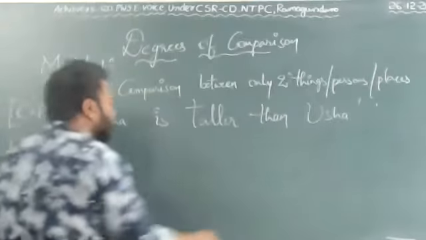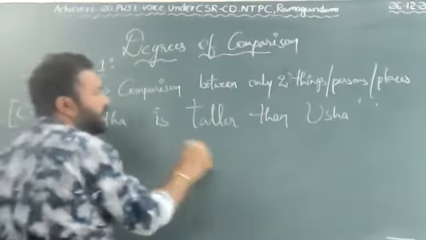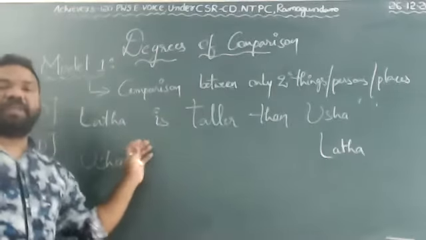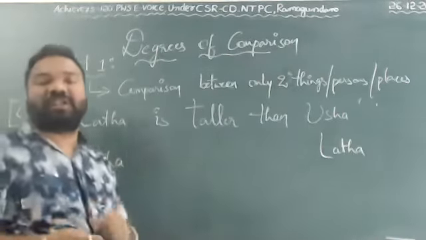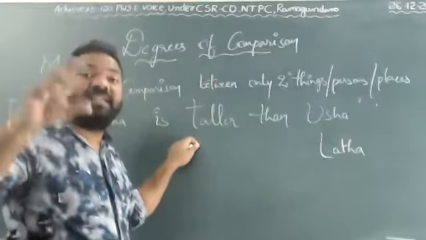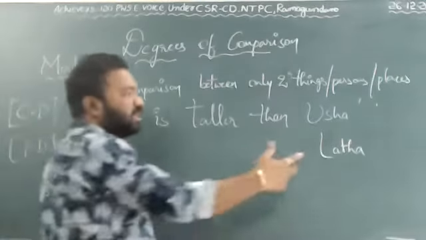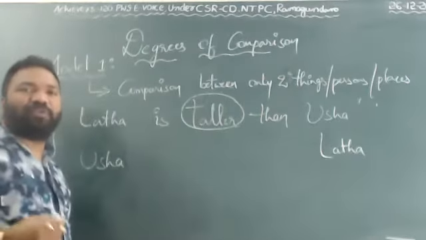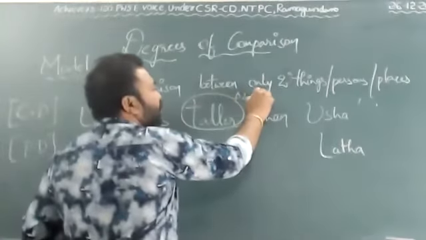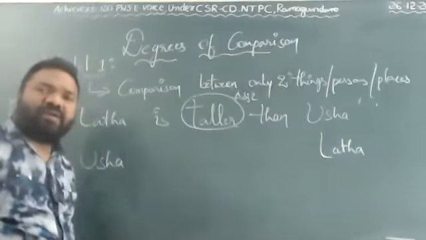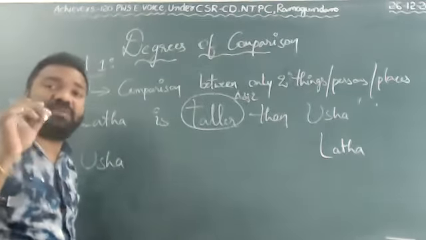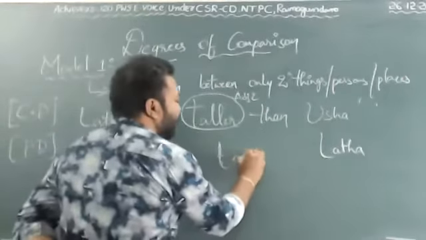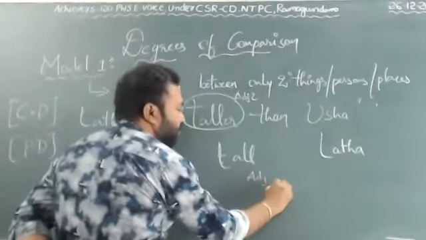Now I will shift Usha and Lata here. What I have done is a replacement: the two persons interchange their positions, Usha here and Lata there. Next, this word taller is adjective 2. But in our positive case, what form of the adjective do we have to use? We have to use the positive one, adjective 1. What is the adjective 1 form here? Tall, which is adjective 1.